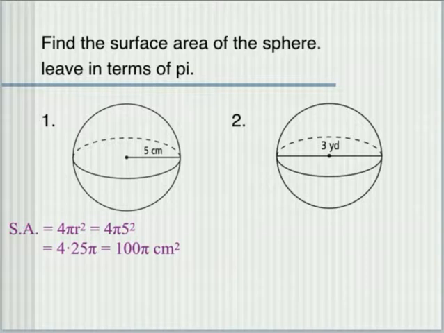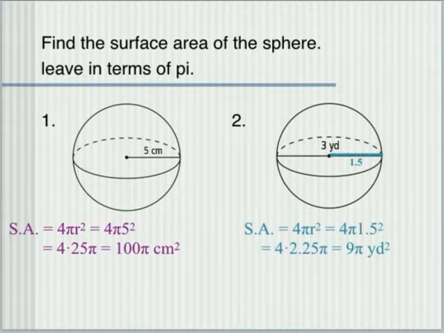Notice how occasionally they'll give you the diameter of the sphere and you'll have to cut it in half to get the radius first and then plug it in. Pause here and solve question 2 on your own. Go ahead and check your answer for question 2. You should get 9 pi square yards.